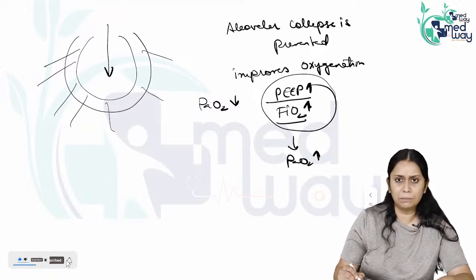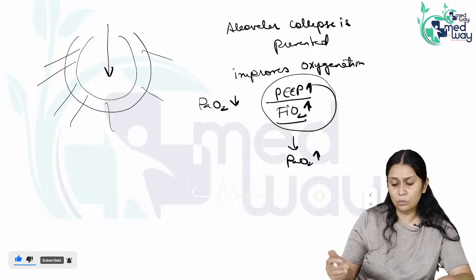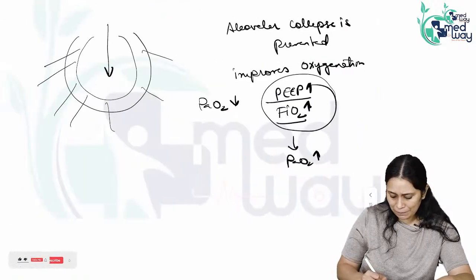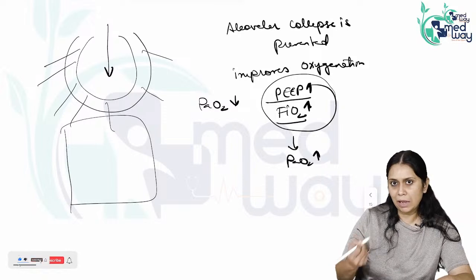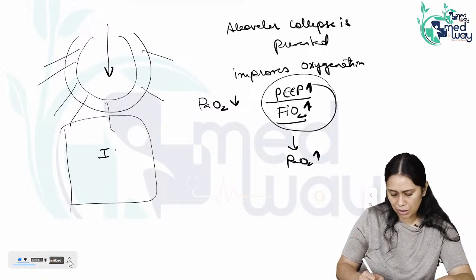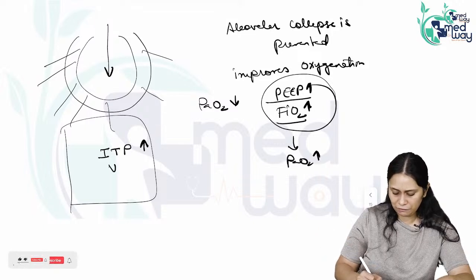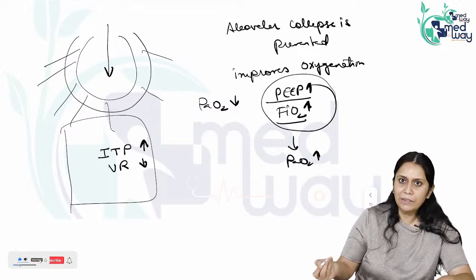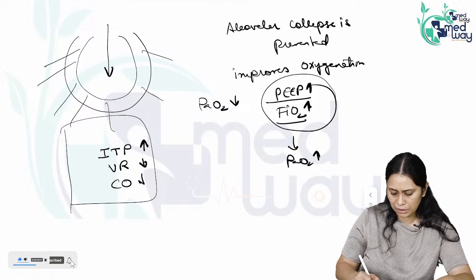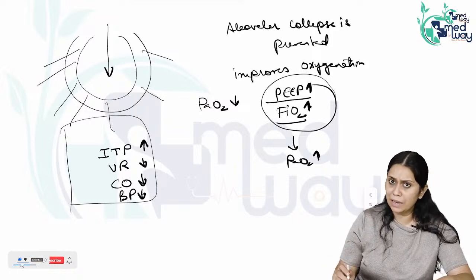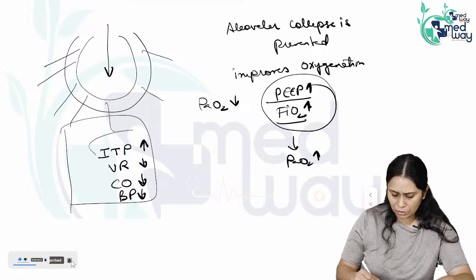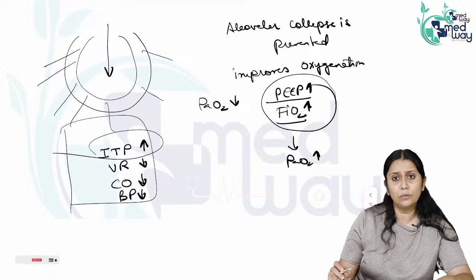Whenever we apply PEEP, it has some side effects also. So remember, when we are applying PEEP, the intrathoracic pressure can increase, and whenever intrathoracic pressure increases, venous return decreases. Whenever venous return decreases, cardiac output decreases. Whenever cardiac output decreases, the blood pressure can decrease and perfusion of the organs can decrease, and even barotrauma can happen because of increased intrathoracic pressure. So we have to be very careful in selecting PEEP.